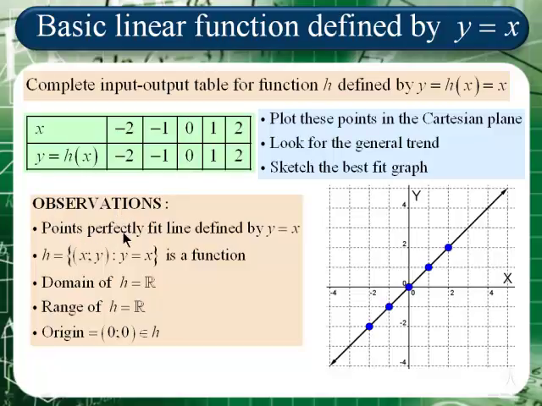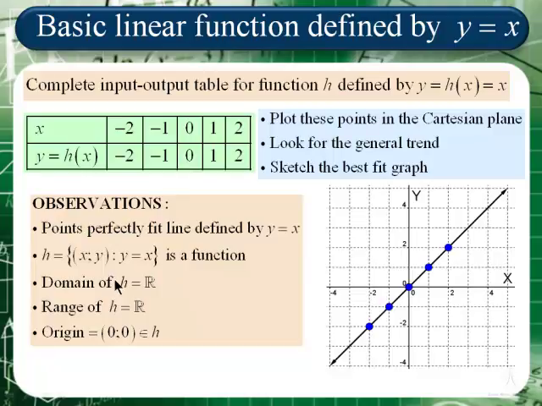The points perfectly fit the line defined by y equals x. H is the function defined as the set of ordered pairs xy, such that the y value is always equal to the x value, and furthermore it is a function. It is actually a one-to-one type of mapping. So every input maps onto exactly one output at all times.